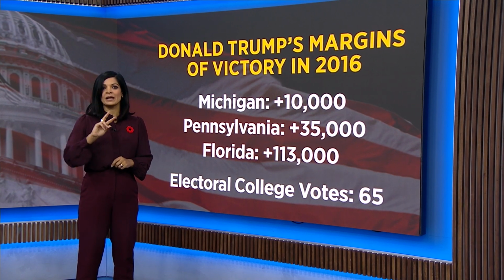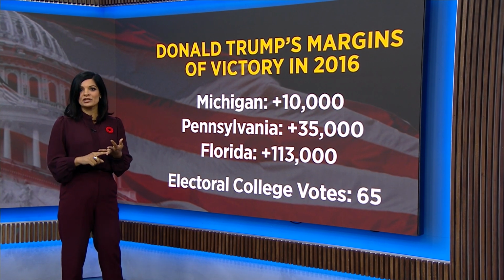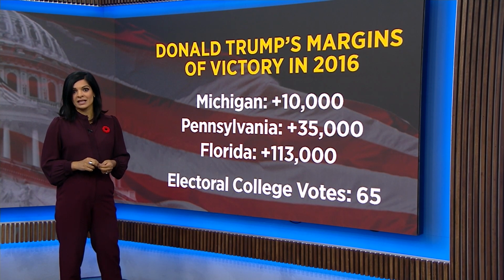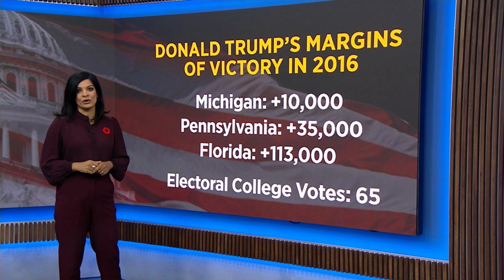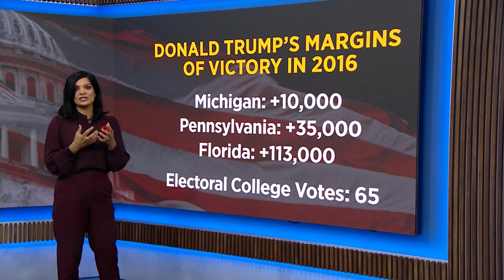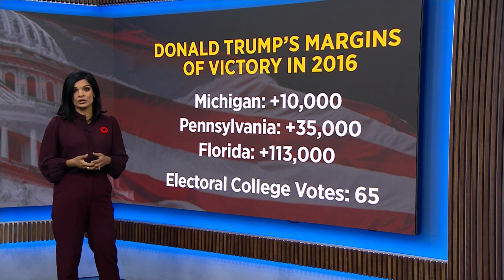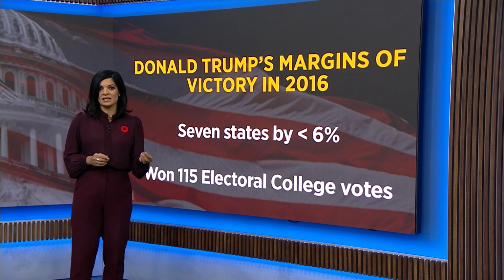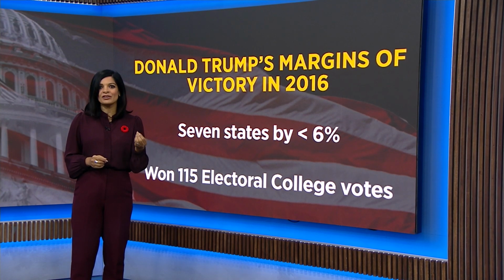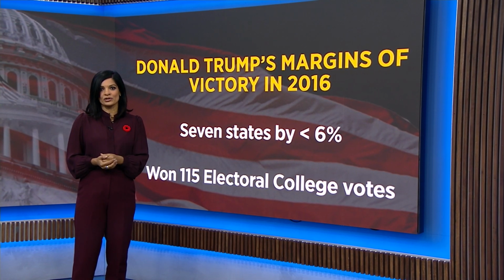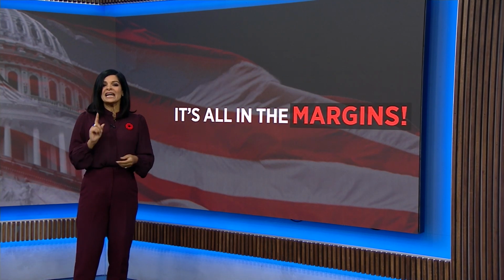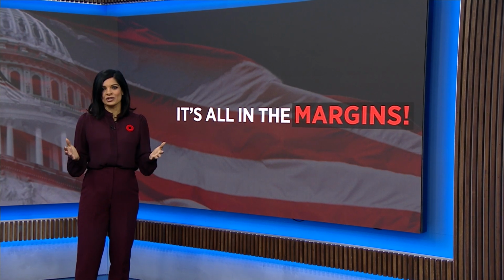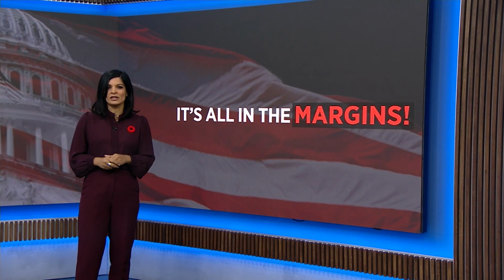Key to his victory was being able to flip swing states like Michigan, Pennsylvania, Florida, which, by the way, we are watching in this election. In those 3 states combined, he won by less than 200,000 votes. But he picked up all 65 of their Electoral College votes. In fact, Donald Trump won 7 states by less than 6% in each. But those 7 states are what gave him 115 Electoral College votes and the win. So remember, if the popular vote and the Electoral College vote aren't lining up, it's because of the margins of victory in key states. Those were probably razor thin.